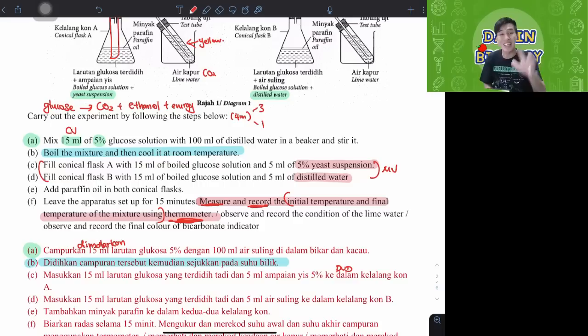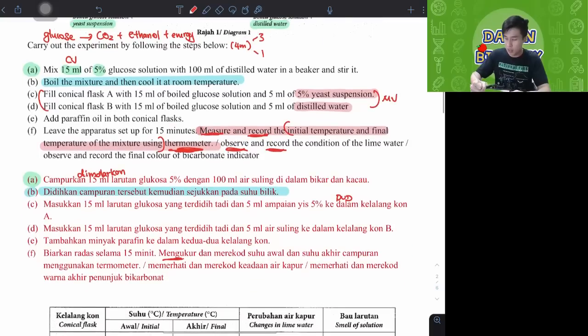If, let's say, it's lime water, you cannot measure. So we will say observe and record. So just now was mengukur dan merekod. Now it's memerhati dan merekod keadaan air kapur, because you're going to use your eyes to see the lime water. They use eyes to see, then you record. So this is observe, memerhati, 观察.